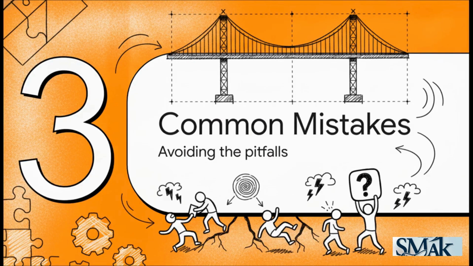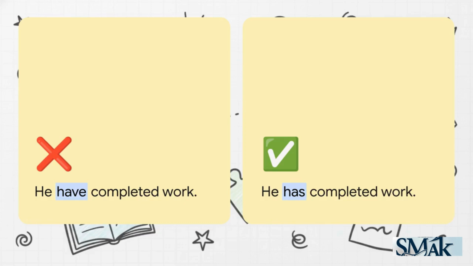Which brings us to Section 3, avoiding common mistakes. Now, what's really interesting here is that even with clear blueprints, it's super easy to make a structural error. Let's look at a very common mismatch where people tend to stumble or trip on our metaphorical bridge.